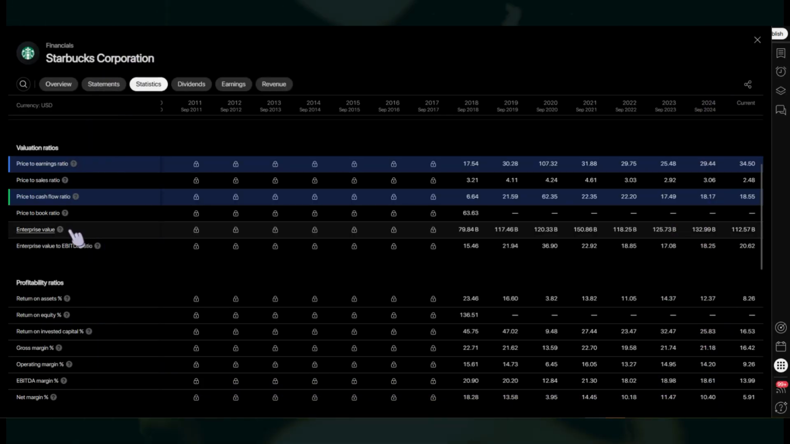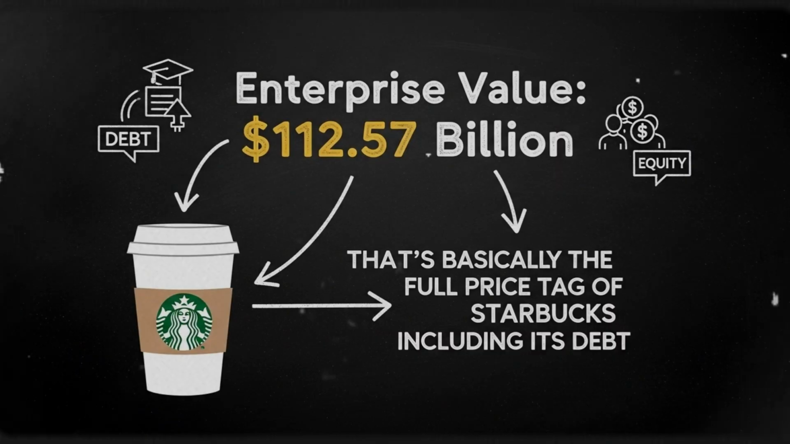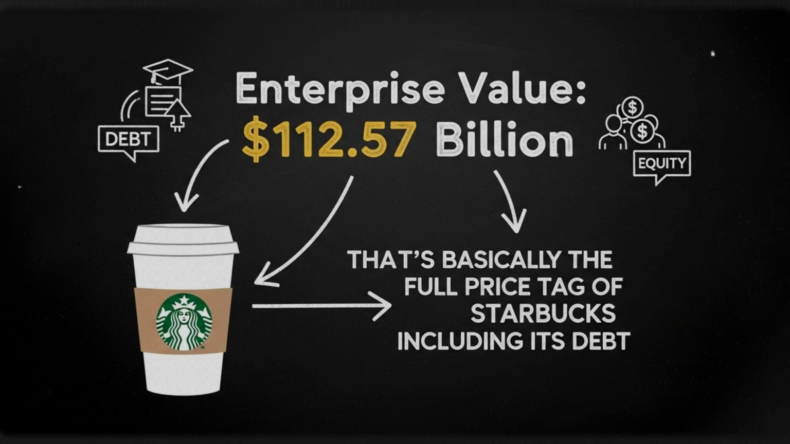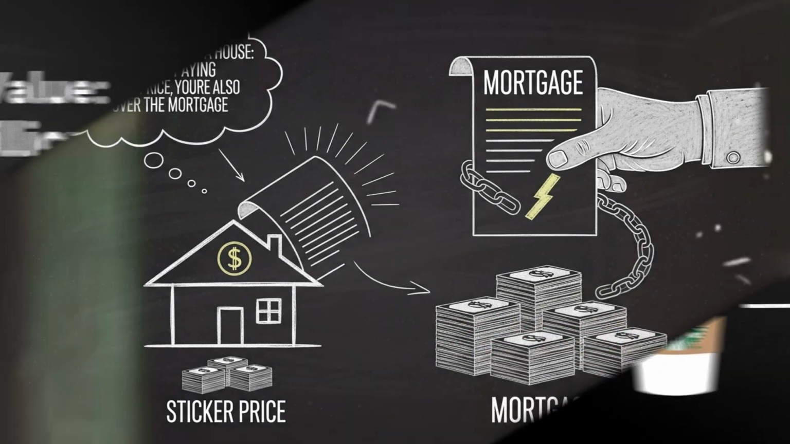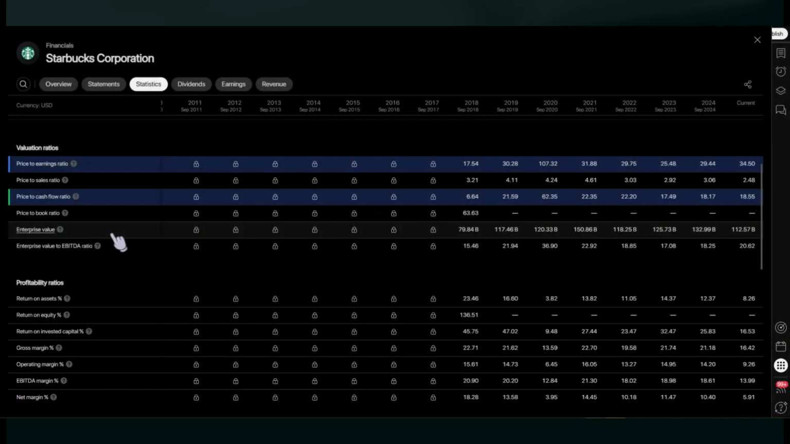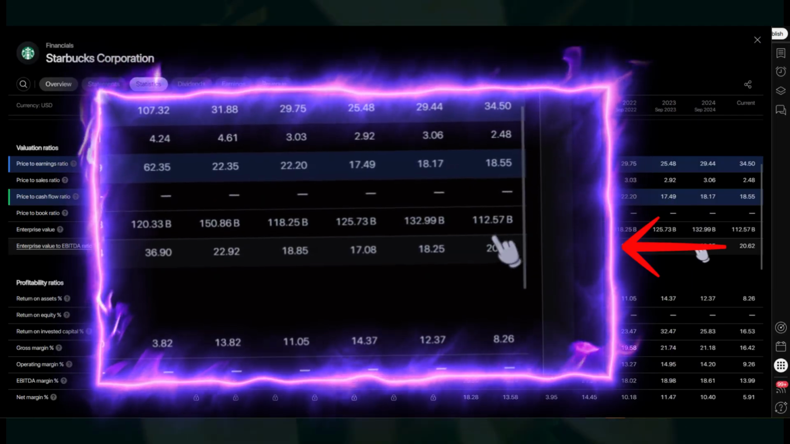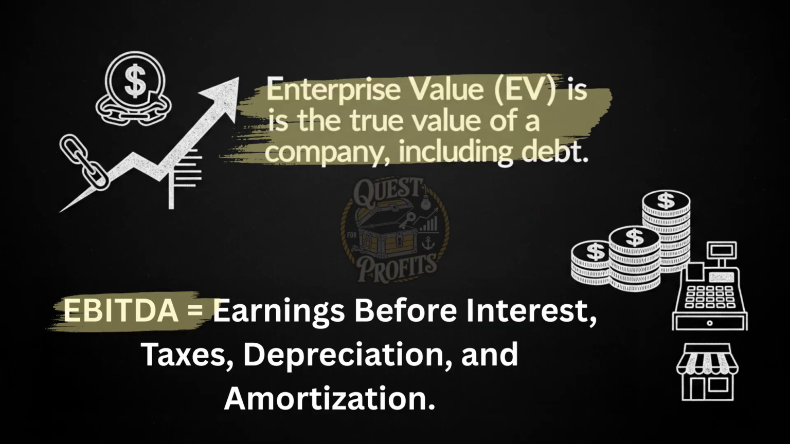Enterprise value is $112.75 billion. That's basically the full price tag of Starbucks, including its debt. Think of it like buying a house. You're not just paying the sticker price, you're also taking over the mortgage. Now, the enterprise value to EBITDA ratio sits around 20.62. Here's what that means in plain English. Enterprise value, EV, is the true value of the company, including debt. EBITDA is just a fancy way of saying profits before a bunch of accounting stuff.